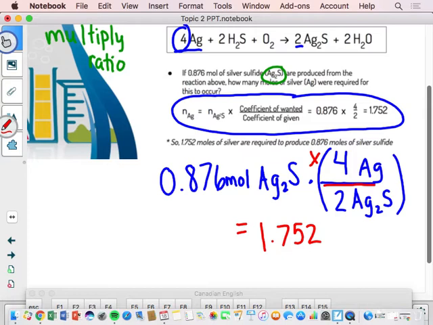So what are we trying to figure out? What does this all mean? It says how many moles of silver do we need. So the number's good, but we really need to write our units. It's moles. And what is it moles of? Silver.